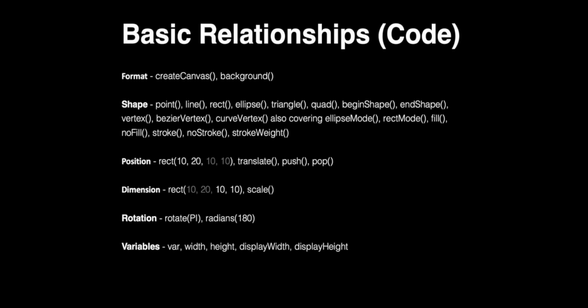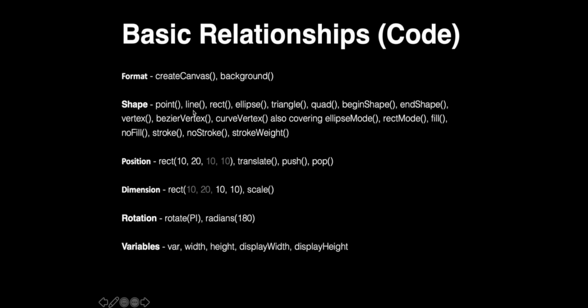So these are the P5.js functions that apply to these 5 basic relationships that we just talked about. Let's take a quick look at each one of these, and then we're going to go into further detail. So the first is format. With P5, there is a createCanvas function, and this allows us to create a canvas of a certain size or dimension. The background function applies a background color to that canvas. For shape, there are a lot of different shape functions that come standard out of the box with P5.js.